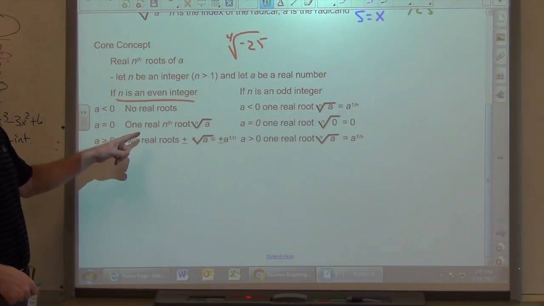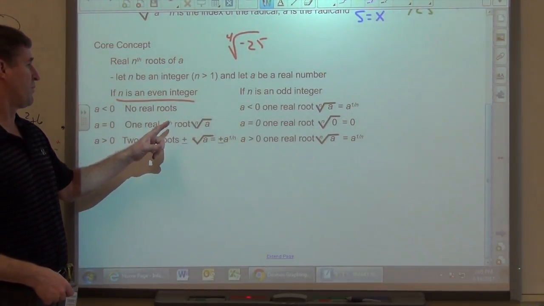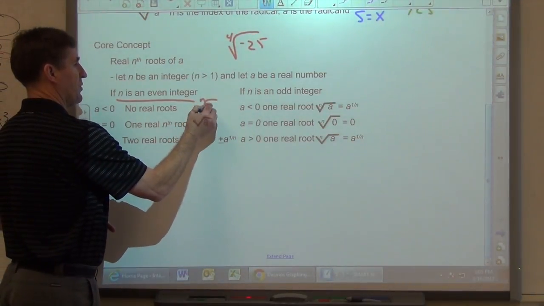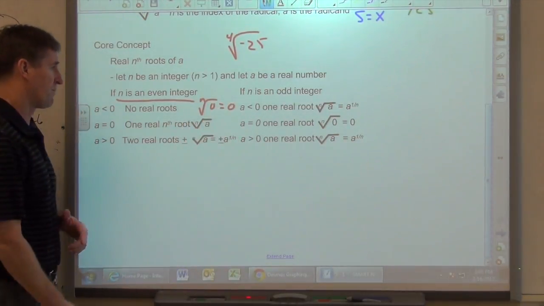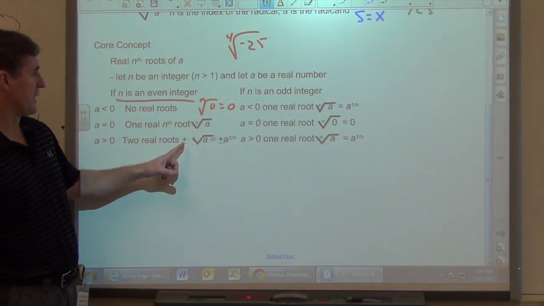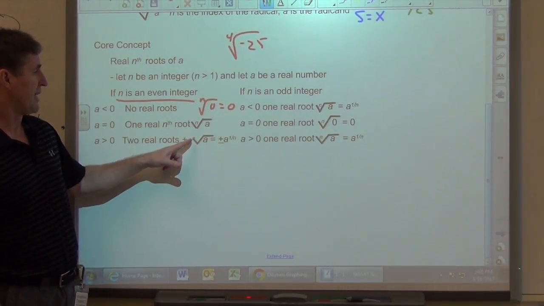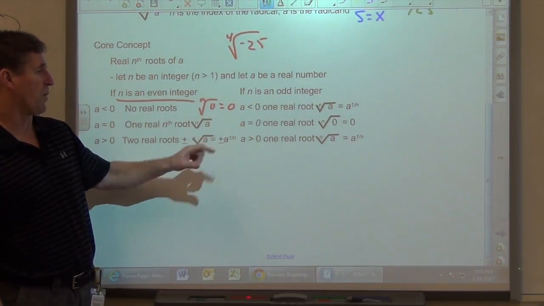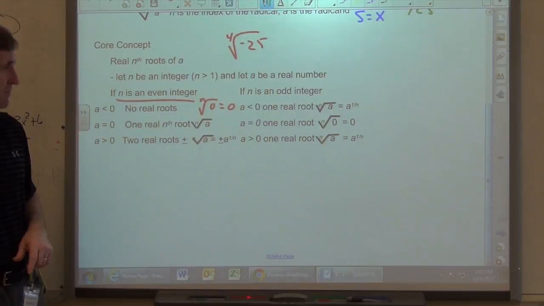If a equals 0, then there's one real nth root, and the nth root of 0 is 0. If a is greater than 0, then we get two real roots. We get plus or minus the nth root of a, and again we can write this as plus or minus a to the 1 over n power.